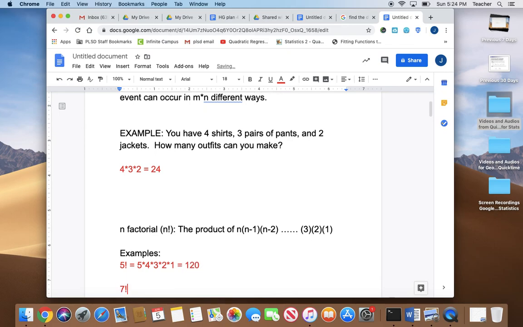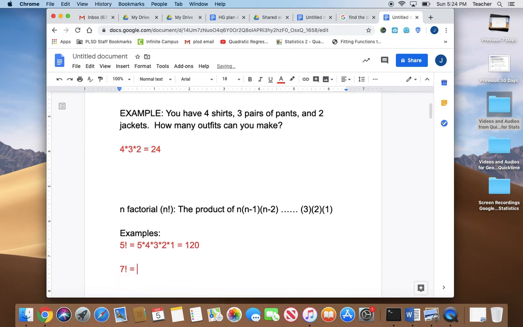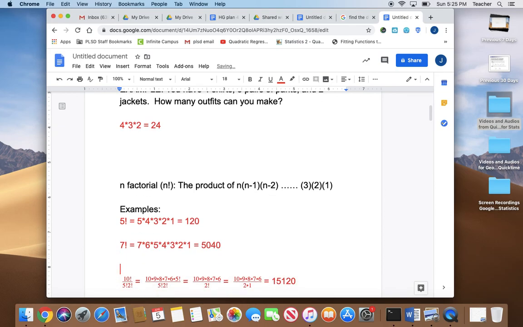If I wanted 7 factorial, that's the same as 7 times 6 times 5 times 4 times 3 times 2 times 1. If I put that in my calculator, it's the same as 5,040.